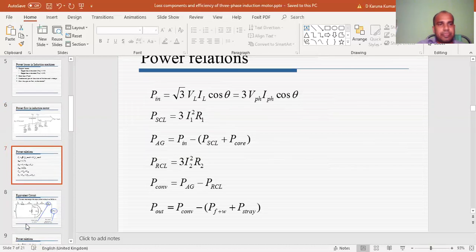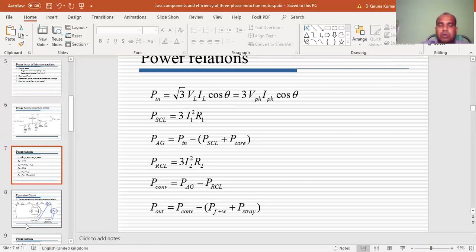The next one, there are different formulas for power relations. The input power equals root 3 V_L I_L cos theta, or root 3 into V into I phase into cos theta. Stator copper losses are 3 I1 squared R1. Air gap power equals P input minus stator copper losses minus core losses. Rotor copper loss equals 3 I2 squared R2.